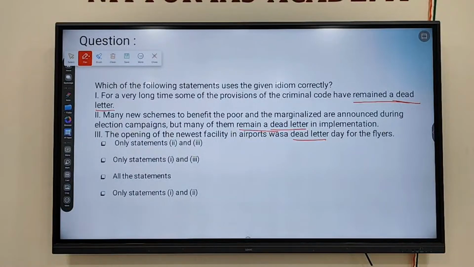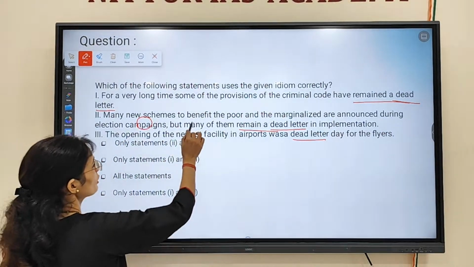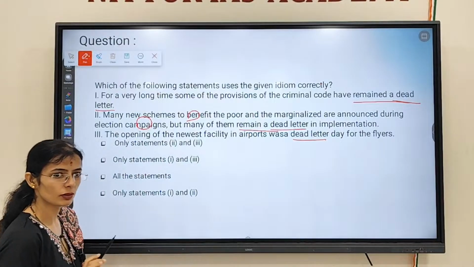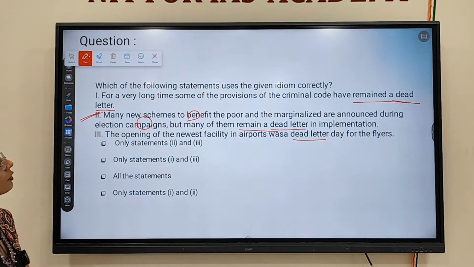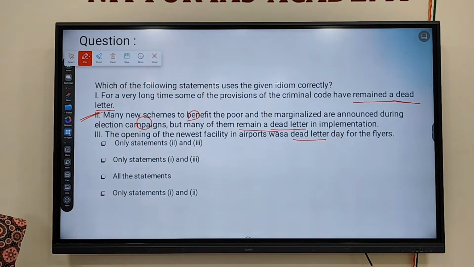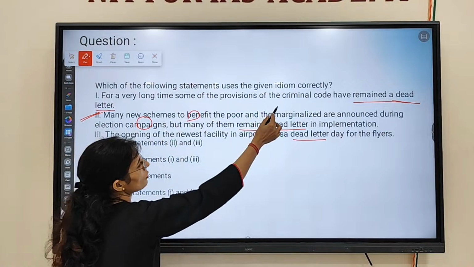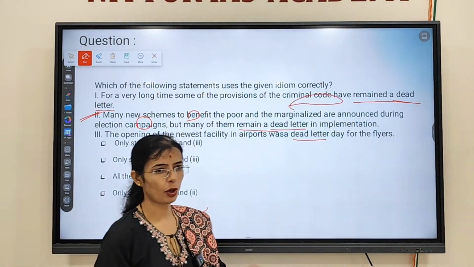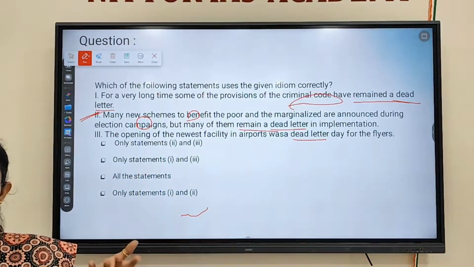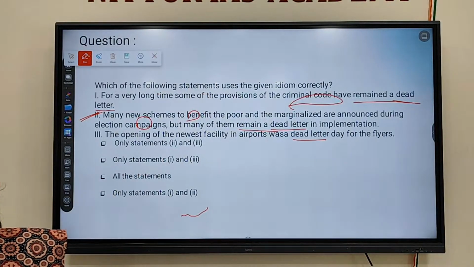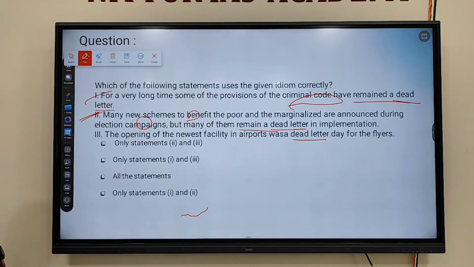Which one is the correct use? Remain unclaimed. So if I look at the campaigns and election benefits, they have not been claimed. Correct? So this sounds correct. For a very long time, some of the provisions of the criminal code remain dead letter. What do you think? One and two. These were also not brought to any use. There were some provisions, but for a long time they were not brought to any use. So we might say the first one is also correct.